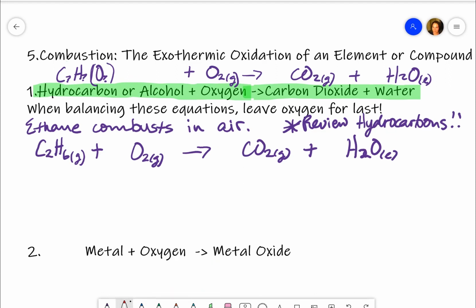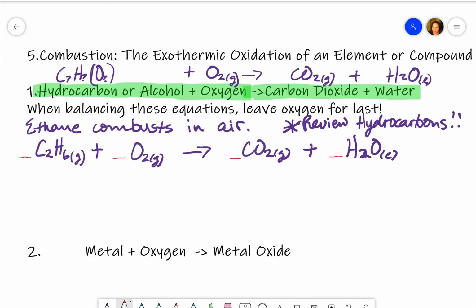Okay, so when you are doing these, you have to balance them. And some people run into a little bit of a conundrum. So I always say oxygen is the devil. You want to balance oxygen dead last if you have to balance it at all, okay?